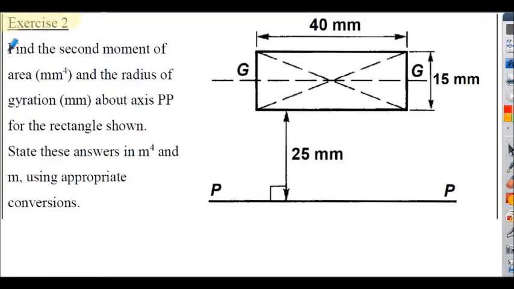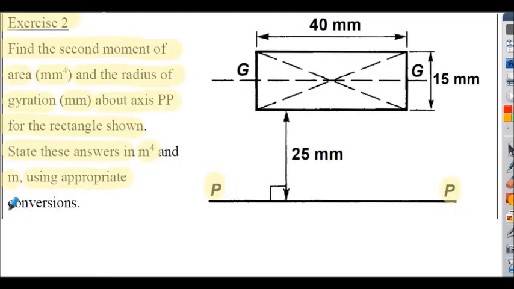Exercise 2, we've got to find the second moment of area, this time in millimetres to the 4, and the radius of gyration, in millimetres, about axis PP, shown here, for all the rectangles shown. Then we've got to state these answers in metres to the 4 and in metres, using appropriate conversions. We'll be using unity brackets for the conversions.